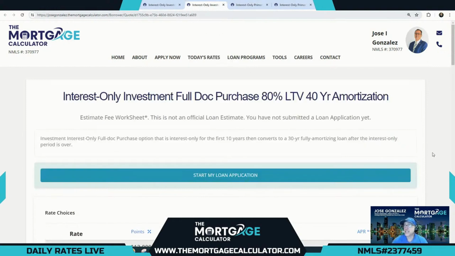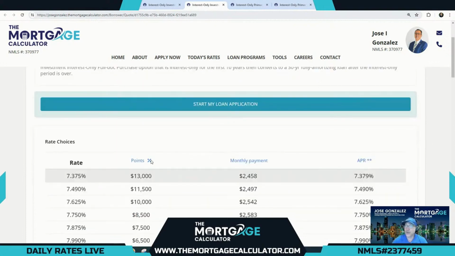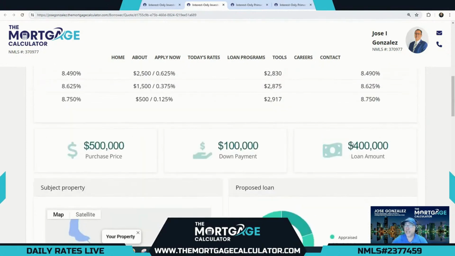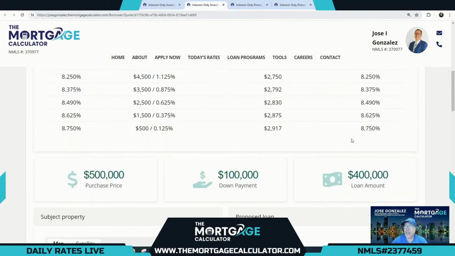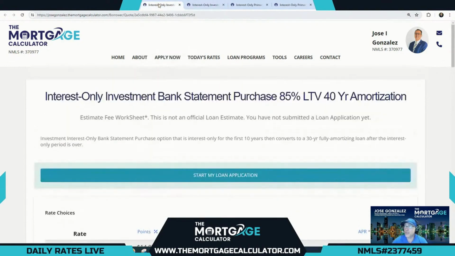So now we go to our investment options here. Interest only investment, full doc, 80% LTV, 40-year amortization. 7.375 is our lowest rate option. 8.75 is almost at par. So 8.75 at a 0.125 cost, and you can buy that down all the way to 7.375. So now I'll show you our 40-year amortization option here.